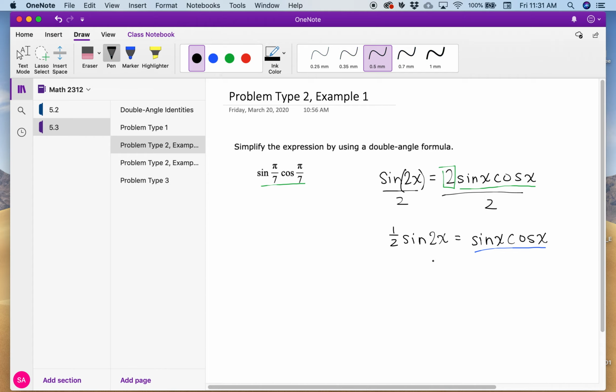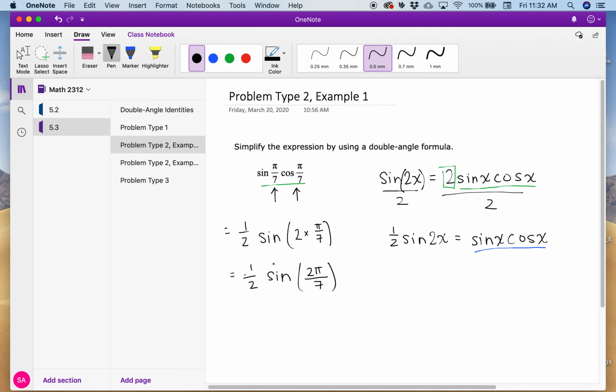So really all we've got to do is plug in our values, right? Our x's are pi over 7. So sine of pi over 7 times cosine of pi over 7 is going to be equal to this, but plugging in pi over 7. So this equals 1/2 sine of 2 times pi over 7. Sorry, there's a little dot. That's not negative, I just hit the tablet. But yeah, we get 1/2 sine of 2 pi over 7, and that is your answer.